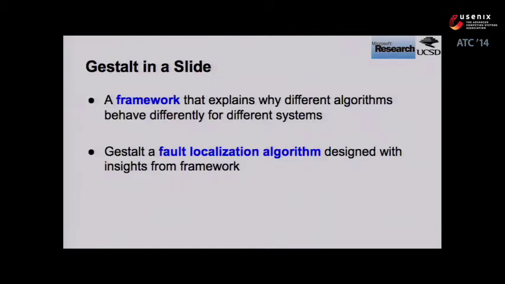So basically, the first contribution of our paper is a framework that explains why different algorithms behave differently with different systems. Now, the insights from this framework actually helped us design a fault localization algorithm, Gestalt, that works well with a variety of network systems.